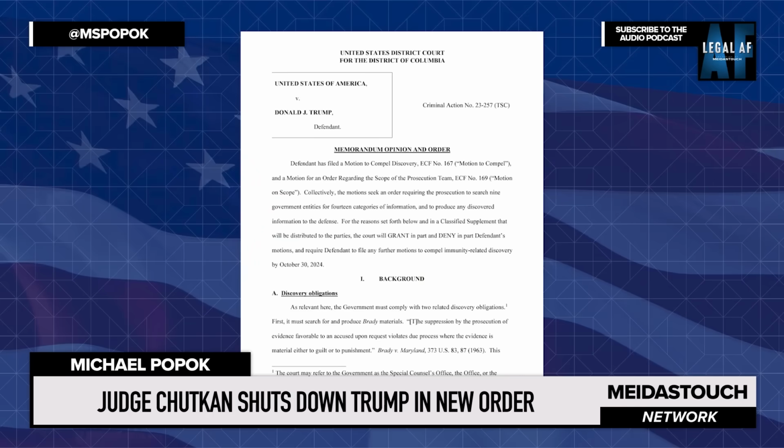We got a new order from Judge Chutkan, 50 pages broadly against Donald Trump and his efforts to try to obtain loads of irrelevant information from departments that are not related to the prosecution against him in the D.C. election interference case. And Judge Chutkan is putting a stop to it and an end to it.